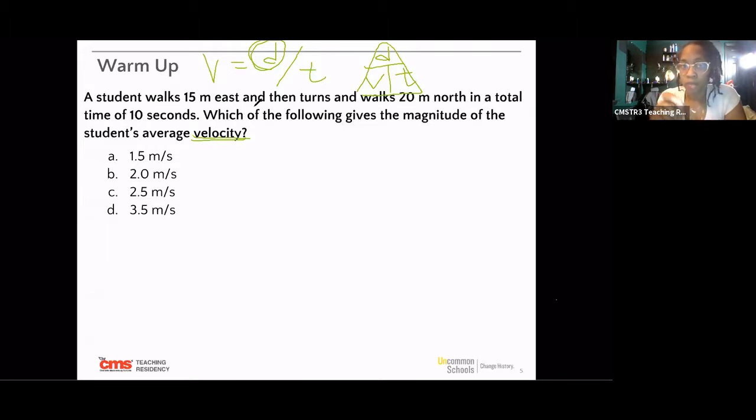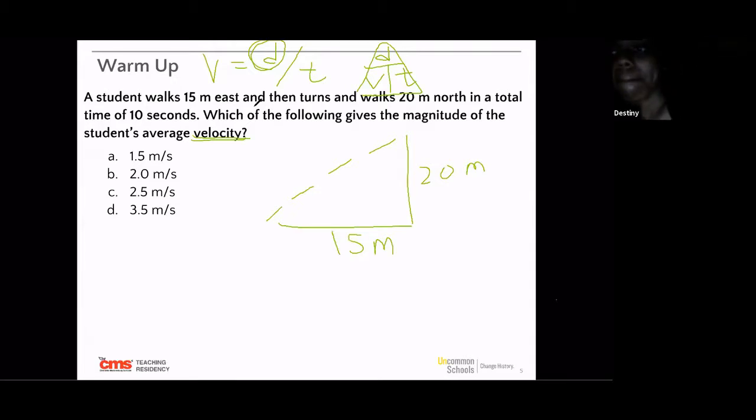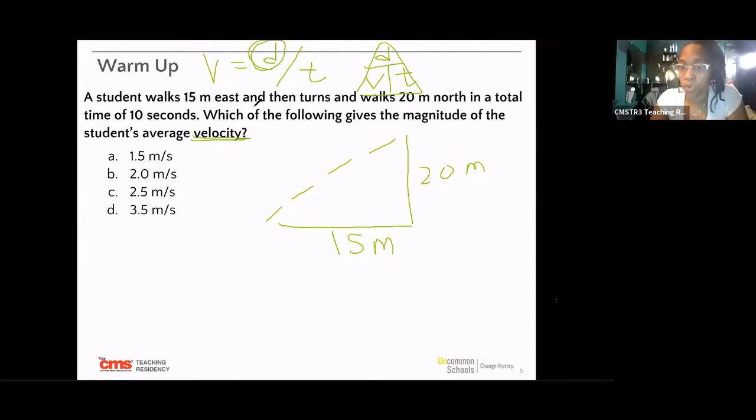And here's why. So if the student walks 15 meters east, say that was 15 meters, and then they turn and walk 20 meters north, right? Their displacement is going to be this missing part because that's how far they are from where they started. So if this were a right triangle, you would have to use the Pythagorean theorem to figure out this missing side and calculate displacement.